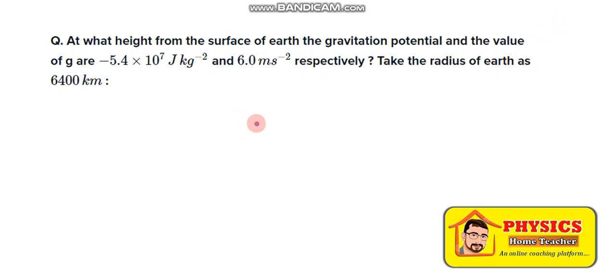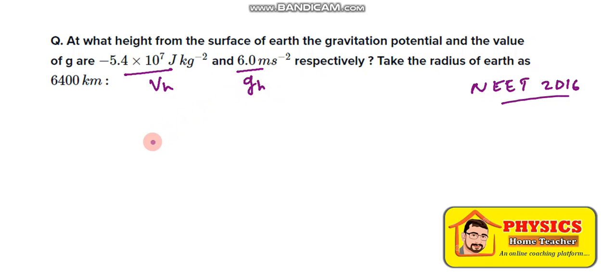So just now I got one question from one of my students, and this one is a previous year question asked in NEET 2016, I think. Okay, NEET 2016, and it is related to gravitation. And as per the question, you need to get the value of height at which the gravitational potential has a particular value and acceleration due to gravity has a particular value.